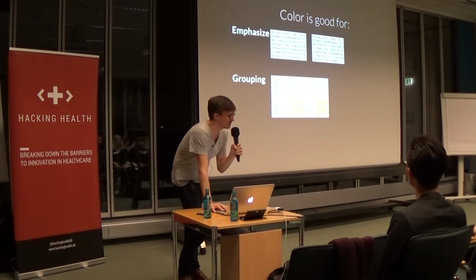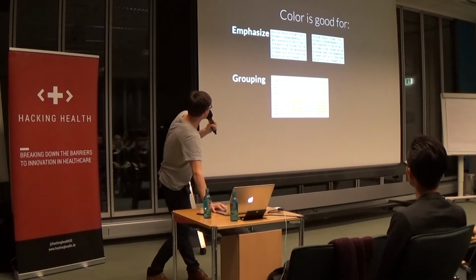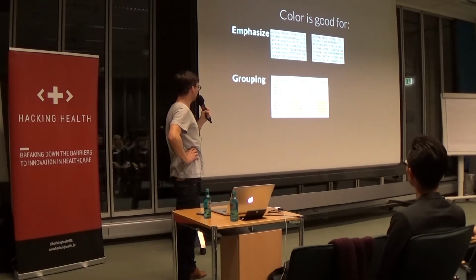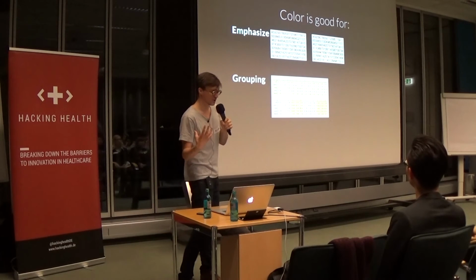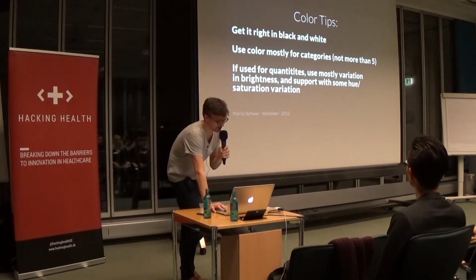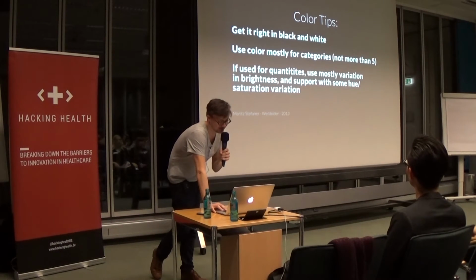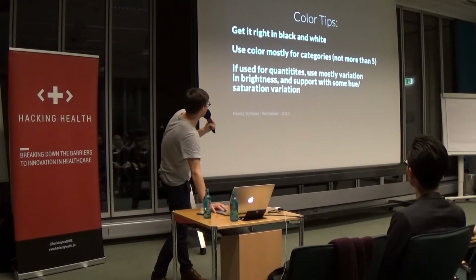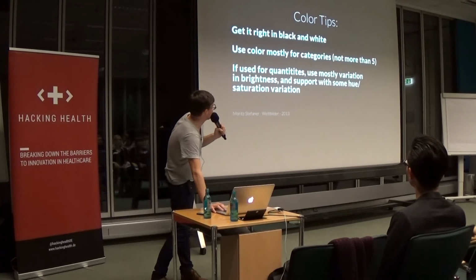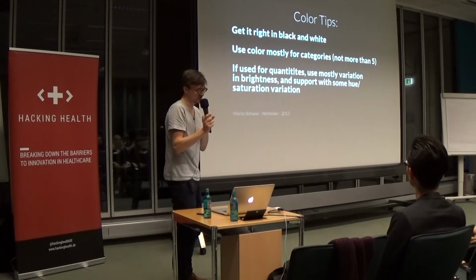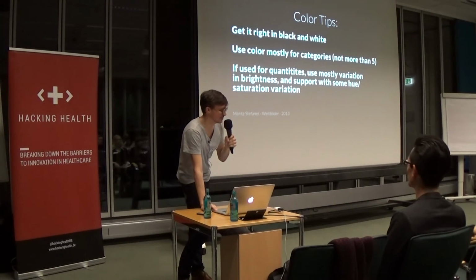And I think color is good for two things. One, for emphasizing. So if we try to search all the 7s, it's much easier if we highlight them. Or for grouping, it just pops out. So here are some tips. Get it right in black and white. Use colors mostly for categories, but not more than 5. And if used for quantities, try to use variations in brightness and not in color. Very different color schemes vary a lot, so it can become very difficult.